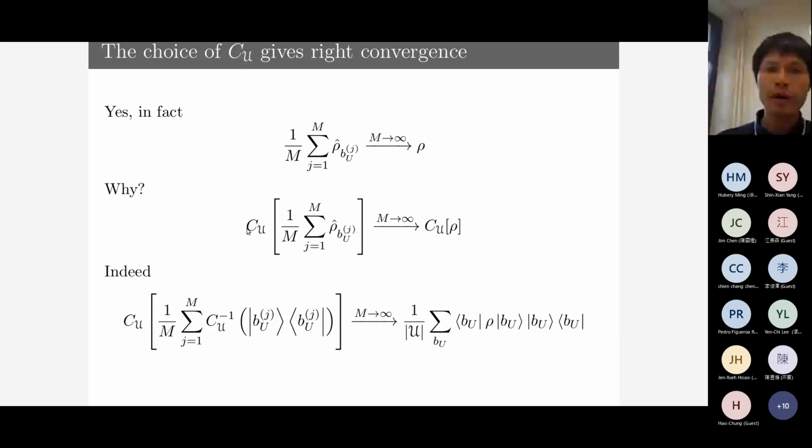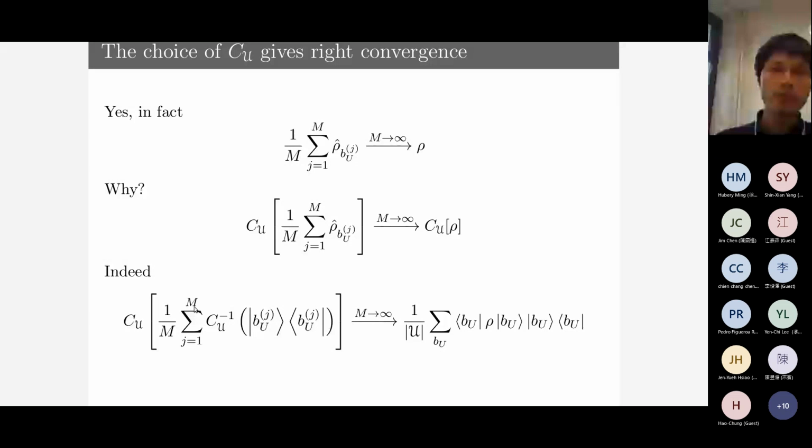And why is this actually true? This is because on this expression here, equivalently, you have to prove this converges to that, assuming that C_U is invertible. Yeah, this is equivalent. And why is it true? This is simply because you plug the definition of this rho hat into here, and this C_U absorbs this C_U minus 1. So you have directly a sum over this post-measurement state.